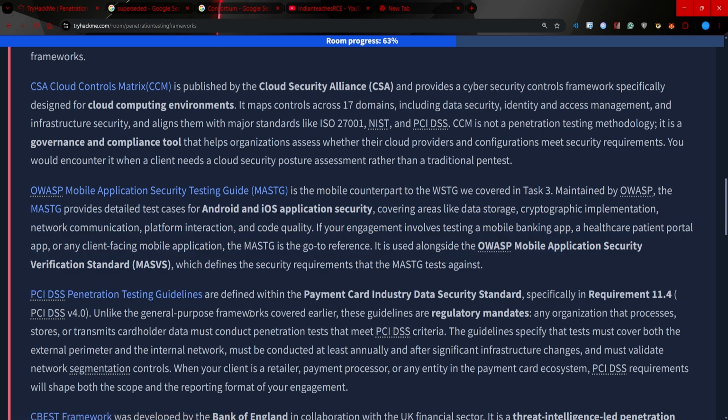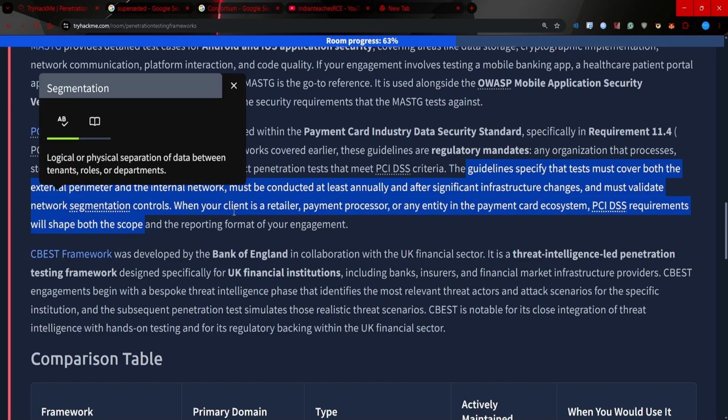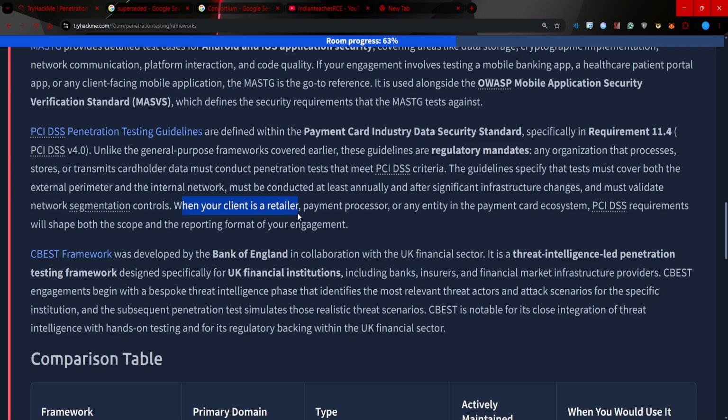PCI DSS penetration testing guidelines are defined within the Payment Card Industry Data Security Standard, PCI DSS, specifically in requirement 11.4. Unlike the general-purpose frameworks covered earlier, these guidelines are regulatory mandates. Any organization that processes, stores, or transmits cardholder data must conduct penetration tests that meet PCI DSS criteria. The guidelines specify that tests must cover both external perimeter and internal network, must be conducted at least annually and after significant infrastructure changes, and must validate network segmentation controls. When your client is a retailer, payment processor, or any entity in the payment card ecosystem, PCI DSS requirements will shape both the scope and reporting format of your engagement.